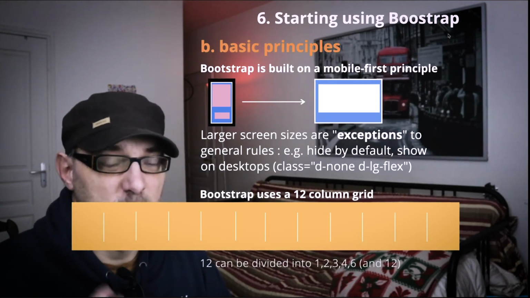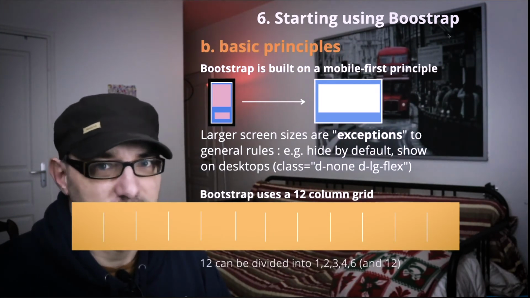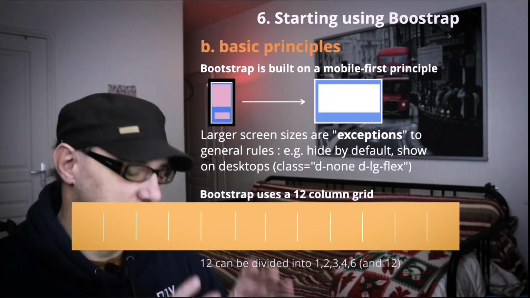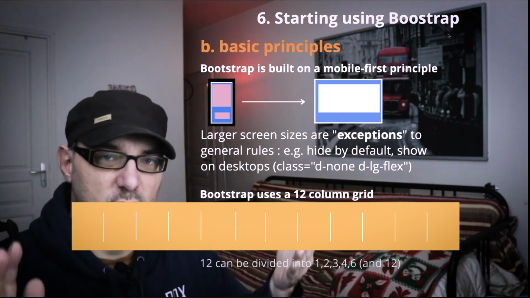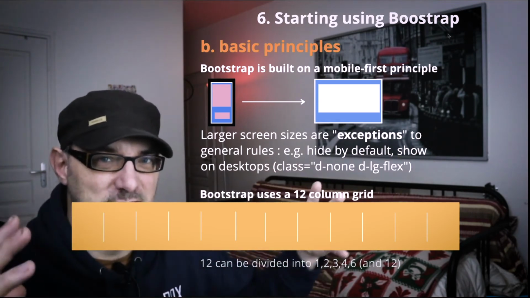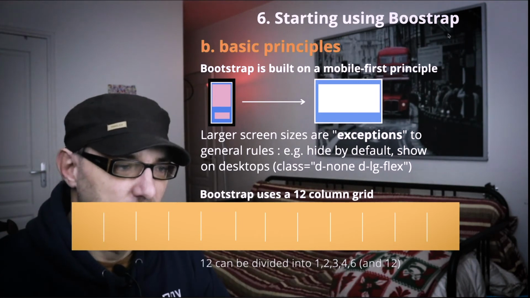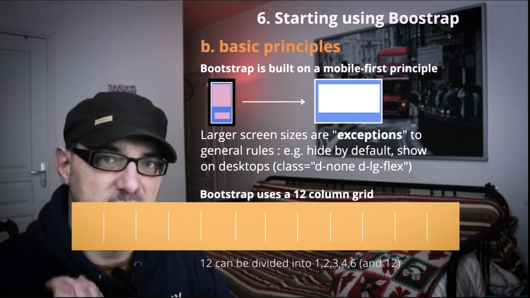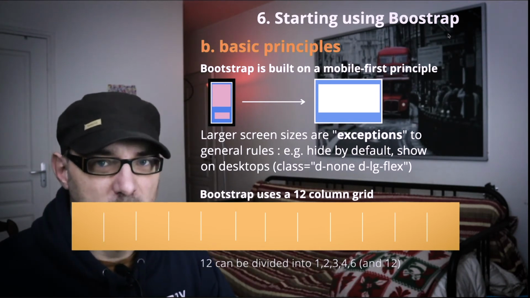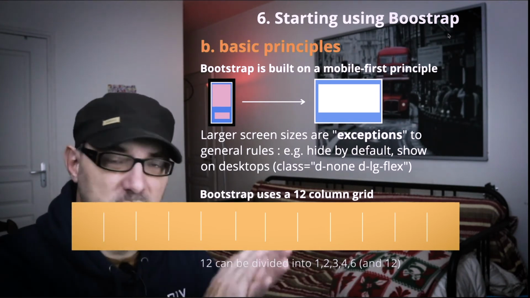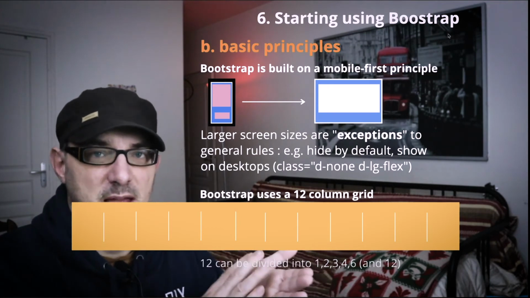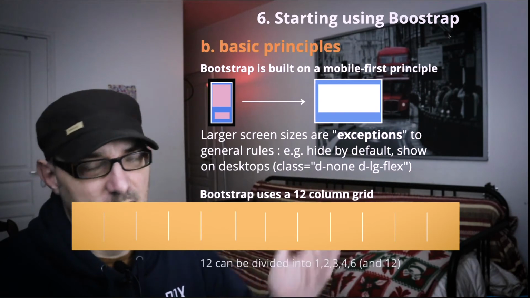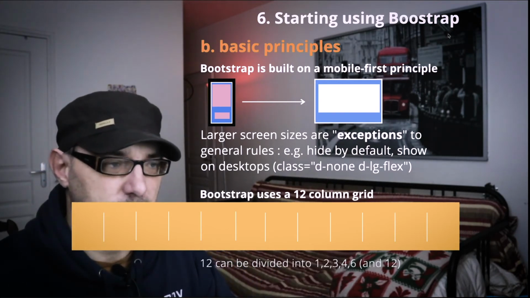The basic principle of Bootstrap, and any good CSS framework really, is that it's built on a mobile first principle. That is, we define general rules and then exceptions for larger screen sizes. For example, if we want an element which is visible only on larger screens, we say d-none, don't display, and then except for screens that are this size and above, you can display.